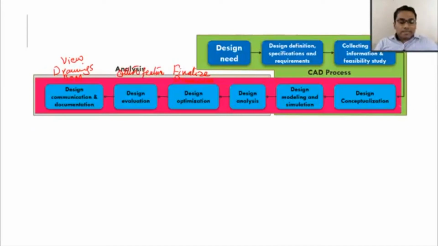So these all five processes: design conceptualization, design modeling, design analysis, optimization and evaluation, and finally communication and drawings. These are called CAD processes.